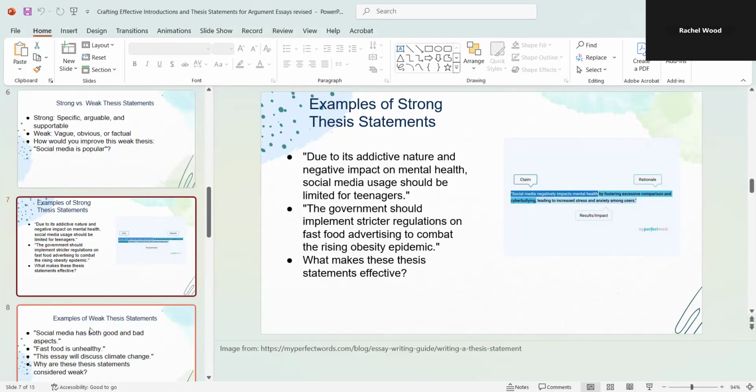The second one I have is the government should implement stricter regulations on fast food advertising to combat the rising obesity epidemic. Now, that is a somewhat effective thesis statement. It does not give a whole lot of information in there. So I'd say it's kind of a so-so thesis statement more than a strong one because it does not necessarily have any reasoning in it. So I think that's also extremely important. It's a solid opinion and a solid statement, but it needs just a little bit more added to it.